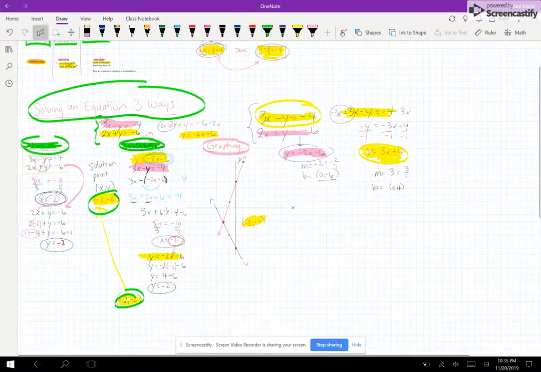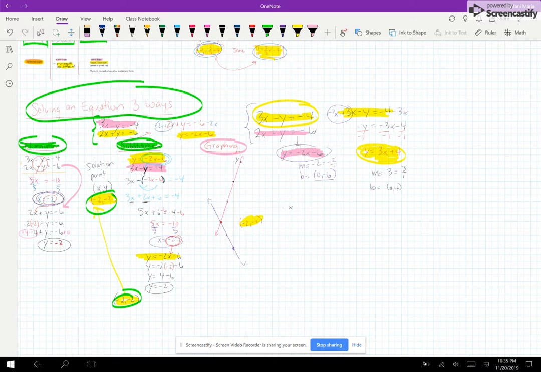So there are 3 different ways to do the exact same system. Hopefully this helps you connect all 3 of them together. You don't have to know every single method, but you do have to learn how to solve systems. So just choose a method and go with it. One might be easier than the other depending on what the problem looks like.